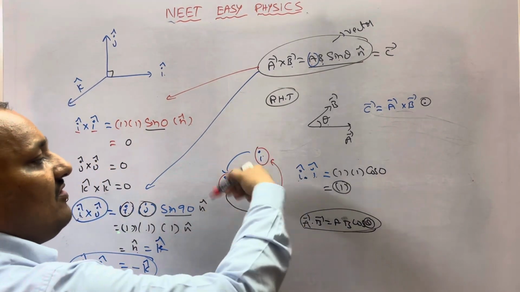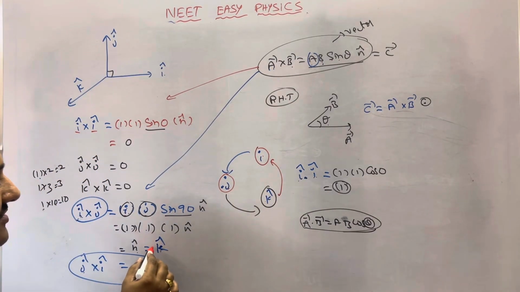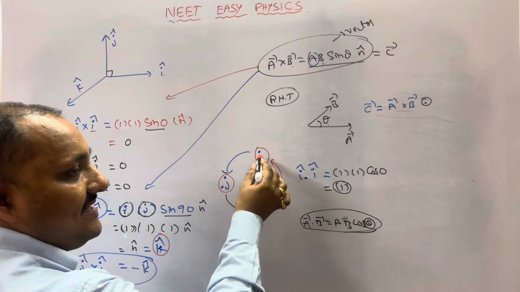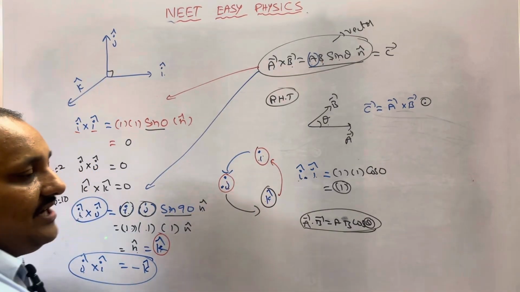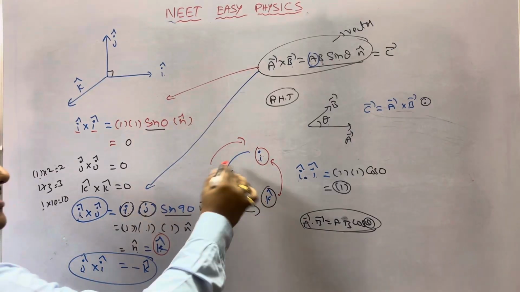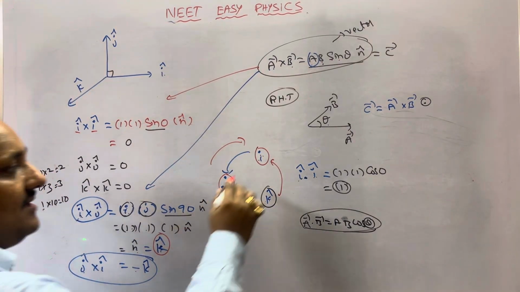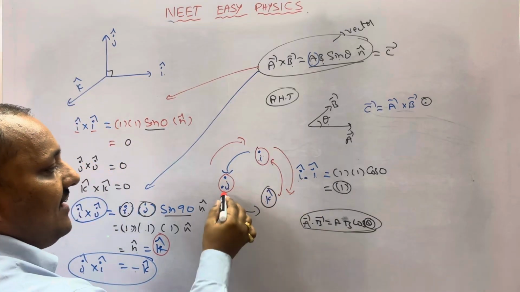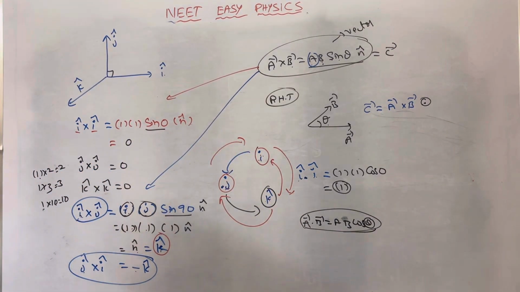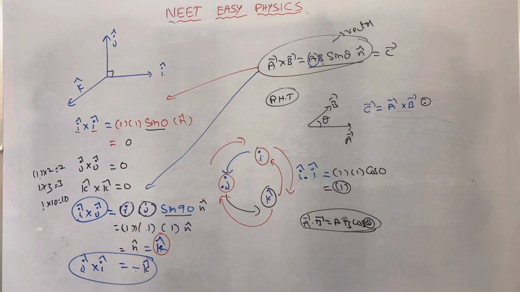If you are going anti-clockwise, you will always get positive values. ij means k, jk means i, ki means j. Now if you reverse this, ij is k, so ji is going to be minus k cap. Like this, i cap cross k cap is minus j cap, k cap cross j cap is minus i cap. So remember any one, and the remaining we will get automatically.